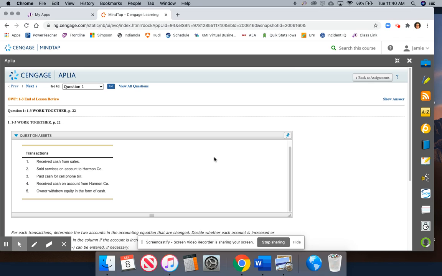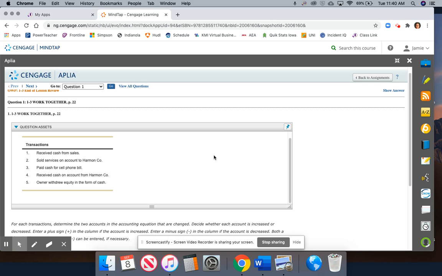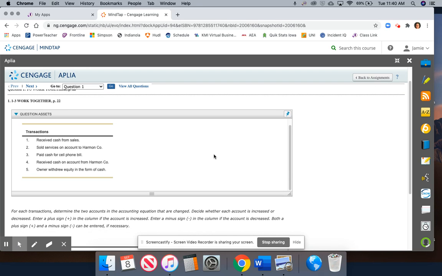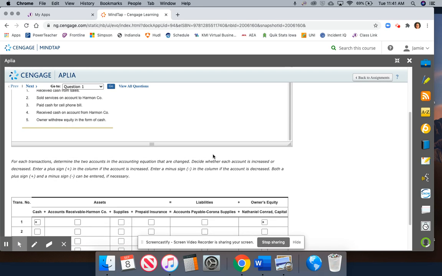Number 2, we sold services on account to Harmon Co. So you should be on your purple 1-3 work together, completing this as we go along. You may need to pause. Number 2, sold services on account to Harmon Co. So we have sales, and then we have accounts receivable Harmon Co.